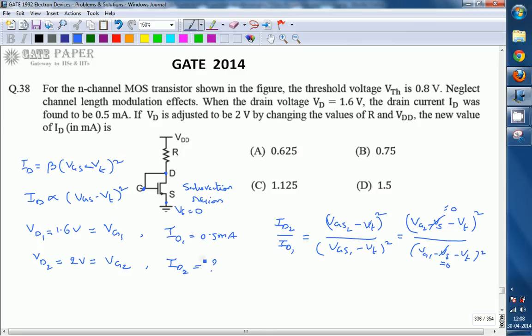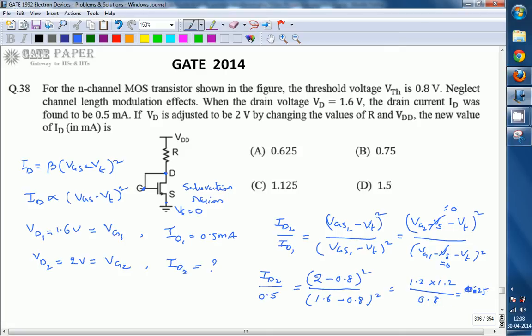So ID2 by ID1, with ID1 being 0.5 milliamperes, is equal to (VG2, which is 2, minus VT, which is 0.8) whole square divided by (VG1, which is 1.6, minus 0.8) whole square. That is 1.2 into 1.2 divided by 0.8 into 0.8. So what you are going to get is 1.125. The answer for this question is 1.125.